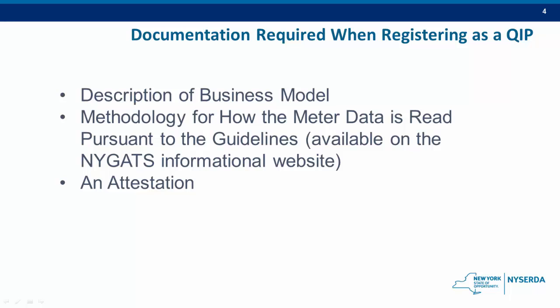Reported generation data should be financial settlement quality data from revenue quality meters, which would include ANSI C12 compliant meters. Generation data from the meter must be collected by the QIP via direct physical read or directly transmitted to the QIP by digital machine-to-machine transmission, such as telemetry or internet connection. Please see the Qualified Independent Party Guidelines posted on the NYGATS website for detailed guidelines and additional assistance.